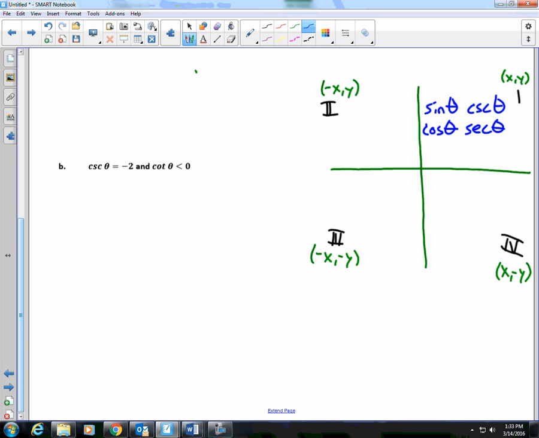What is tangent in terms of x and y? Y divided by x. So will it be positive or negative? Positive. All of the 6 functions are positive in the first quadrant. All are positive in the first quadrant.